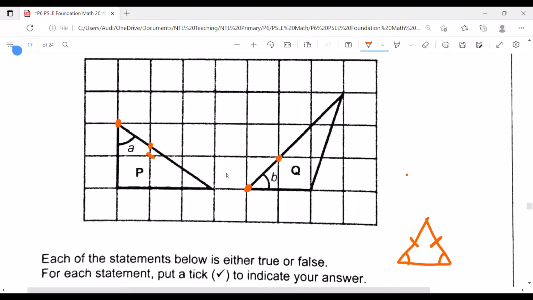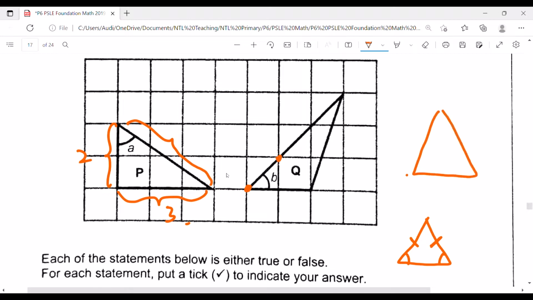Again, what you do is you take your ruler, you can measure, right? Or you can simply look. If you look, this part here, this is 2 units. This is 3 units. So they're not the same. And this one, they don't look the same, right? Isosceles triangles have to look like this. 2 sides are the same length, and 2 of the angles are the same. So this is not, okay? Triangle P is not an isosceles triangle.